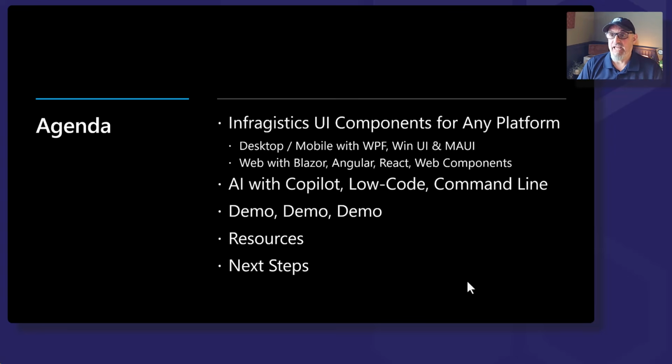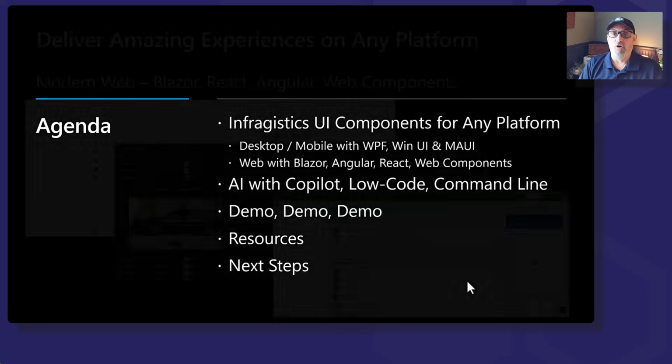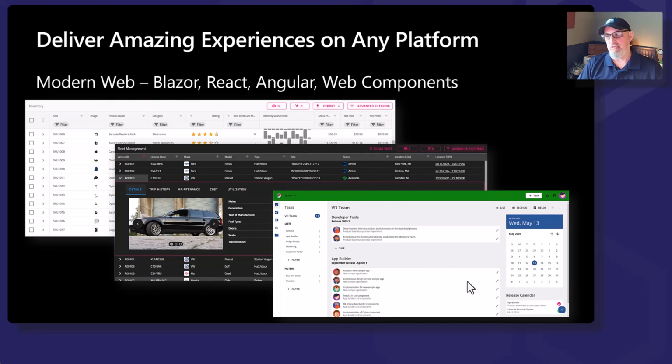I'm going to show you today how you can accelerate building out some of these amazing experiences that your customers expect using our tooling. So we're going to look at a little bit of AI with Copilot. We're going to look at some low code with our App Builder product and how to use some command line tools. Mostly we're going to stick with demo, and then we'll go into next steps. So here's a few screenshots.